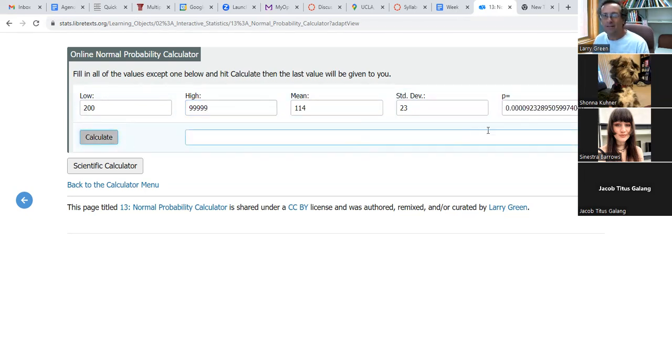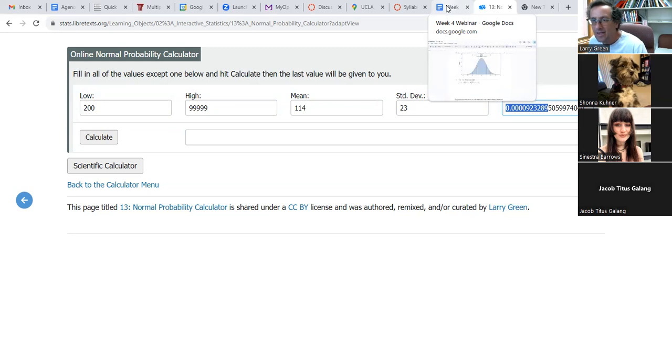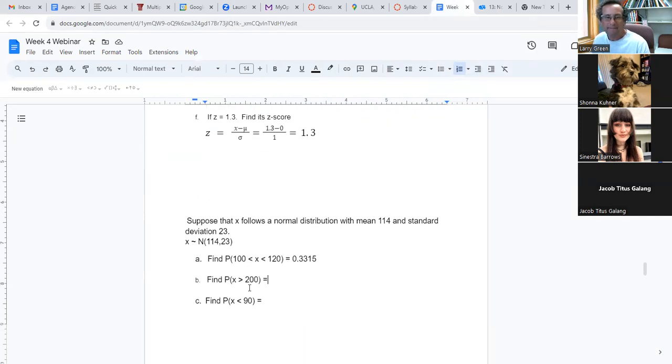Okay, I hit calculate. And there's my P equals. So the probability of being bigger than 200, you'll notice it's actually very small. And when I say I wouldn't suggest 4 decimals, I'd suggest 4 significant digits, which would be 0.000092329 rounded. So 9329. Any questions on that idea?